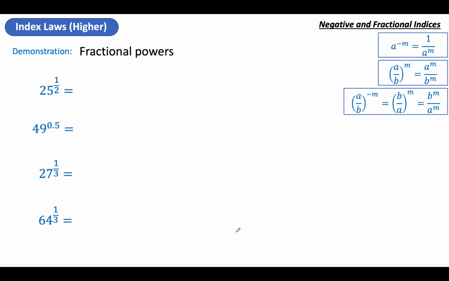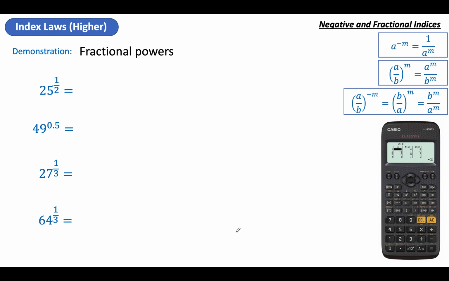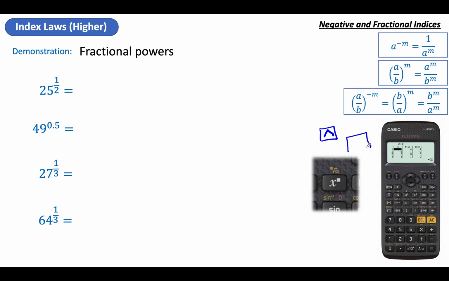I want you to use your calculator, and the button you want is that one, where you've usually got an X with a little thing, or sometimes the button might look like that on slightly older calculators, or occasionally it might have an X with a little Y up there for the power. All right, use whichever button it is, probably that one, to put in these.